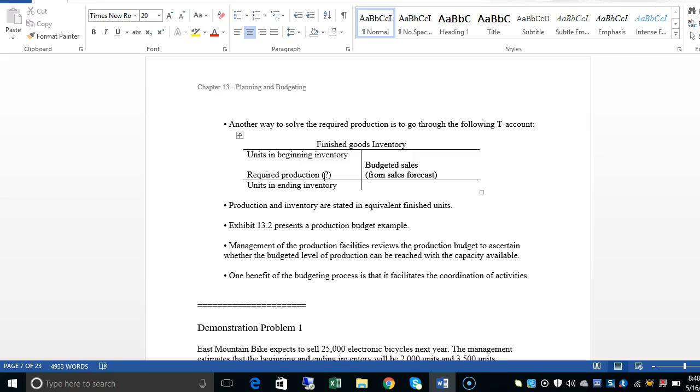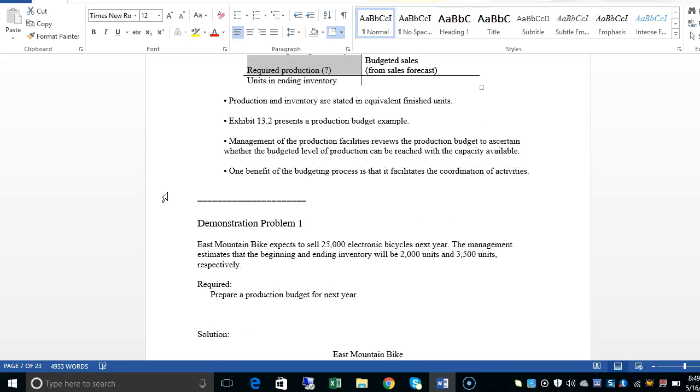From there, we can also build our purchasing budget through the T account, because our purchasing budget is going to need this number right here to balance that T account.